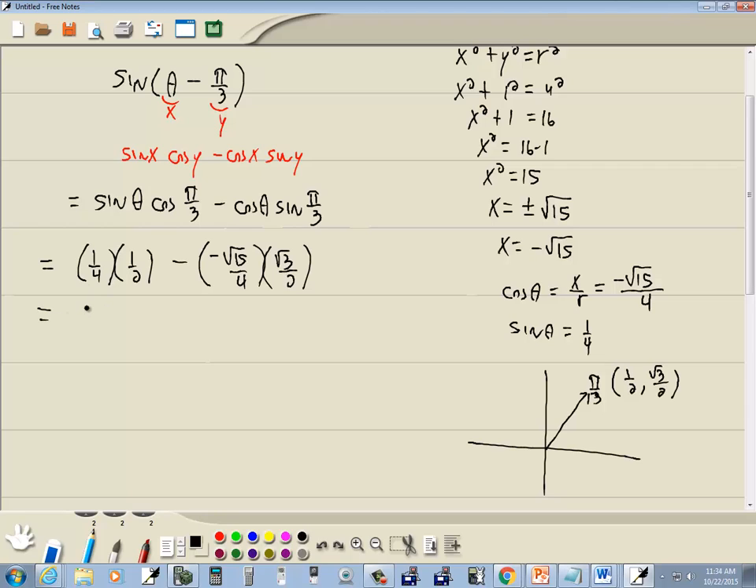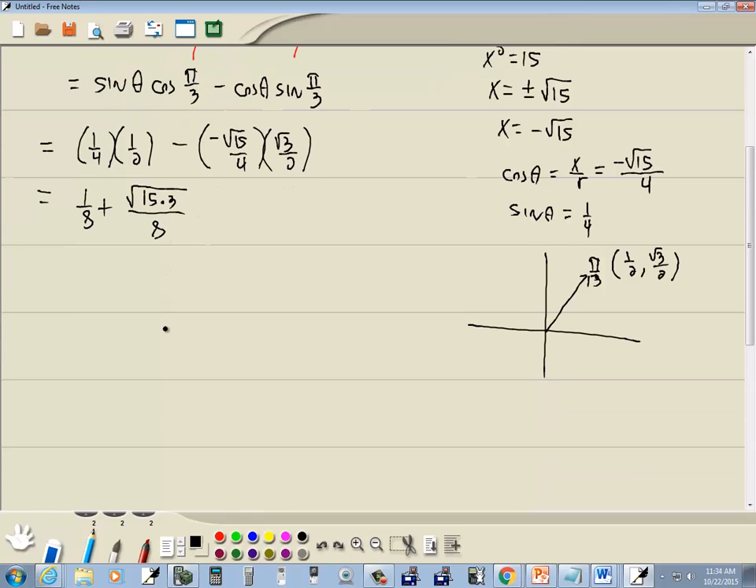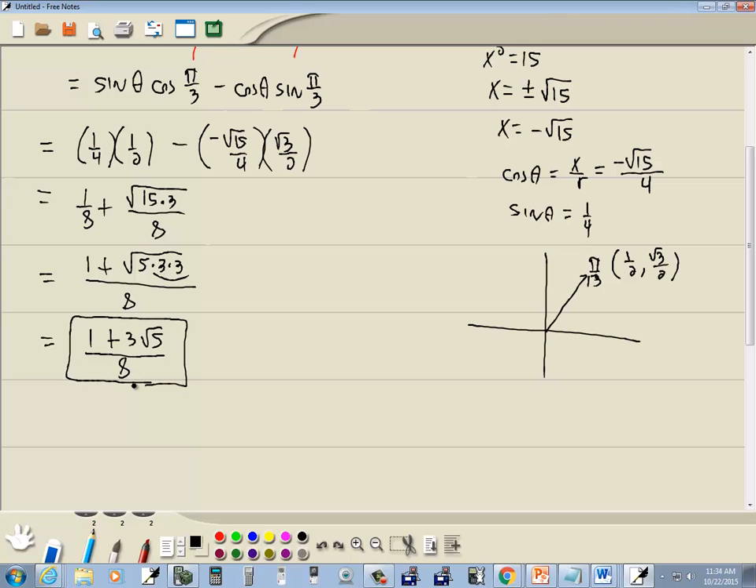Now I want to simplify. This gives us 1/8. Negative negative gives us positive. And then square root of 15 times square root of 3 gives us square root of 15 times 3. And 4 times 2 is 8. Okay, well, they have the same denominator, so I'll merge together the top parts. And 15 I'll rewrite as 5 times 3. Then that times 3 just carries down. Now we're looking for a pair of somethings. Here's a pair of 3s, so they're going to come out in front. So we're going to have 1 plus 3 square root of 5 over 8. And that would be your answer.